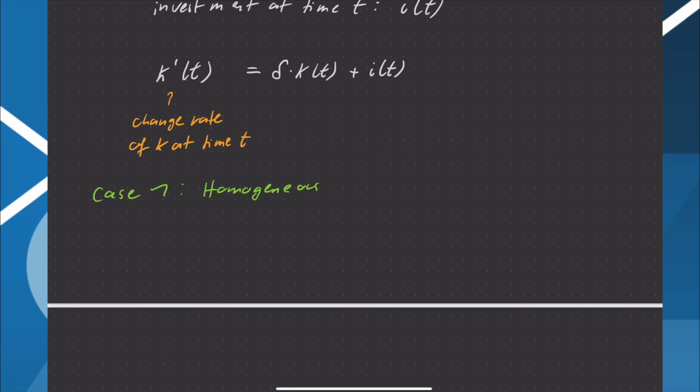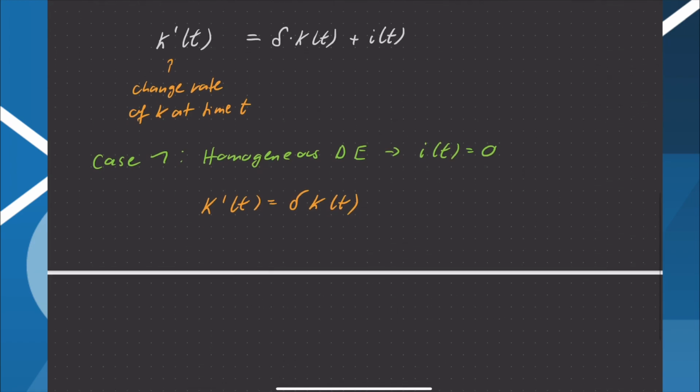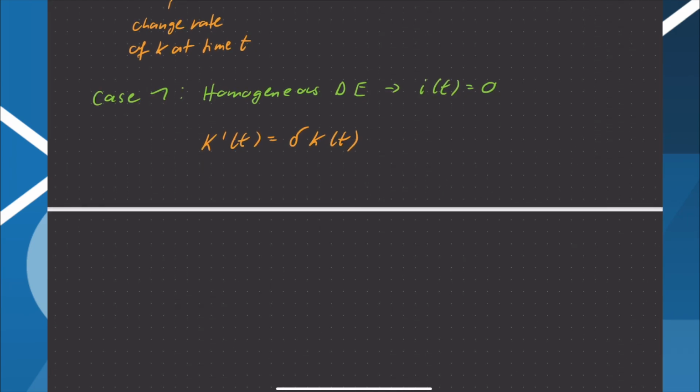So we're going to look at homogeneous differential equations first. And that means I of t equals 0. So in this case, what we have is k prime of t equals delta k of t. So we're looking for a function that satisfies this differential equation, meaning basically the derivative of the function is the function itself times some constant.